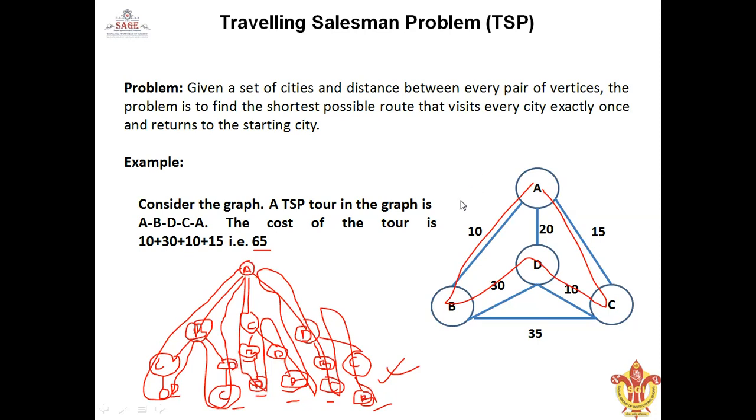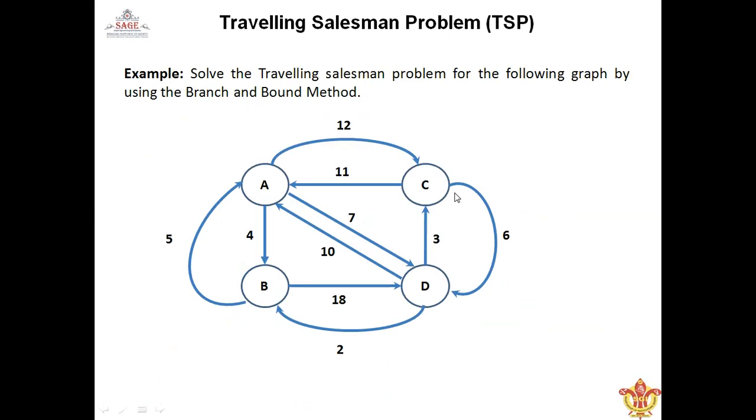So let's see an example of how we are going to solve this traveling salesman problem by using the branch and bound technique. Hope the idea will be clear to you. So this is the graph which is given to us, and for this graph we are going to make a matrix, and for that matrix we'll have to do two things: row reduction and column reduction. We'll see how we are going to do that.